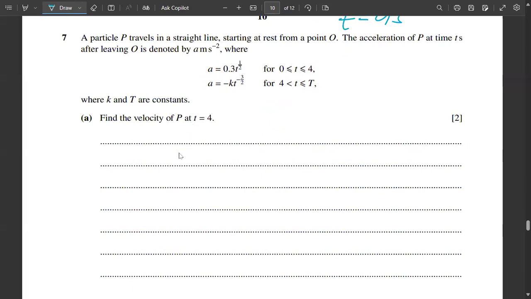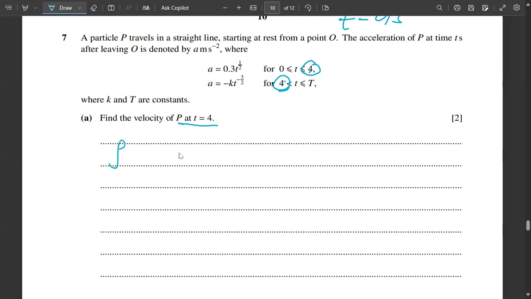7th question. A particle P travels in a straight line. So this is an easy question regarding straight line, velocity and acceleration. Starting with the acceleration of P at time t, and constant velocity of P at t equals 1. Find the velocity of P at t equals 4. So we have to find the velocity at t equals 4, but there are 2 values here. So which do we find? Now let's see what we will have to do.